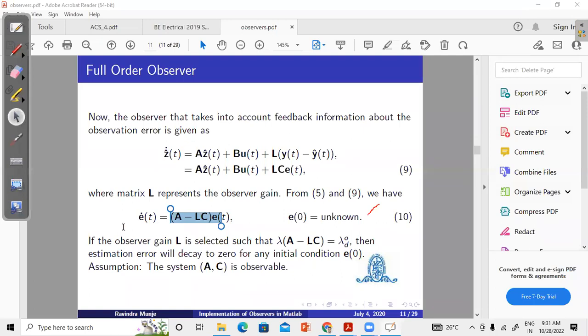So this is e dot is equal to A minus LC e of t. This L is the observer gain, and it is selected such that the eigenvalues of A minus LC are equal to the desired eigenvalues. Then the estimation error will decay to 0 for any initial condition.